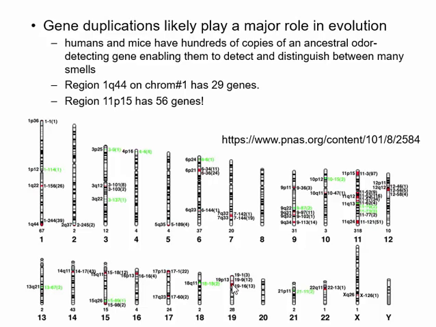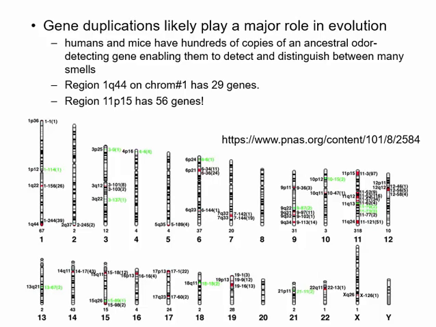And a couple of examples here, region 1q44, that's down on the end of our chromosome number 1. That actually has 29 genes. So not only are there a bunch of different regions on our chromosomes, but there are multiple genes at each locus, each place. Here on chromosome number 11, this one has 56 genes, actually here on the other end of our chromosome. And so these are a result of gene duplication events, and really important in, say, the evolution of odor reception in humans.